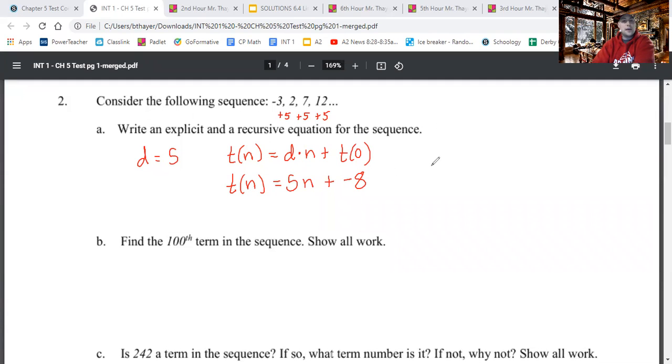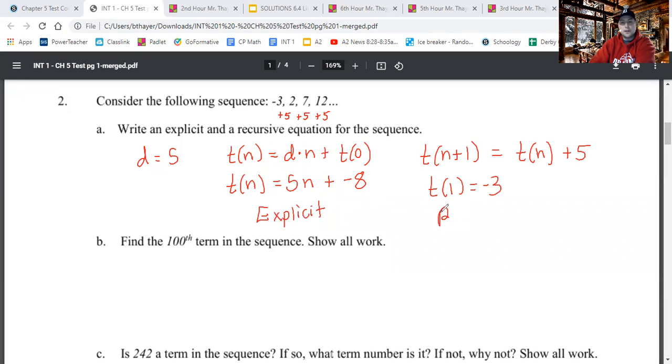Now that's our arithmetic explicit. Let's take a look at our arithmetic recursive. So our next term in line, or t of n plus 1, equals our current term, t of n, plus your common difference of 5. And the other piece you need is that first term value is -3. So there is your explicit, and here is your recursive.